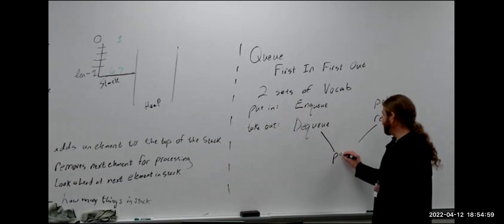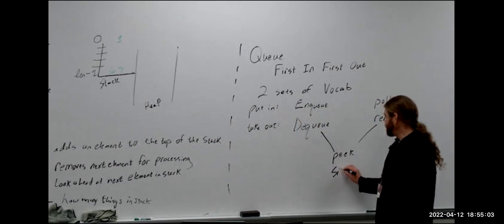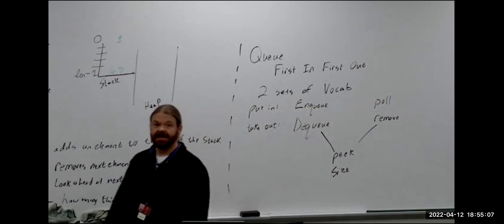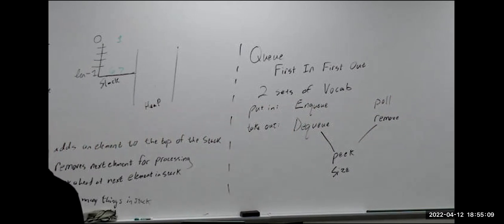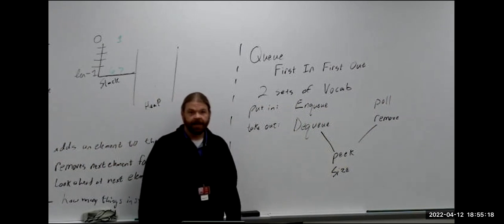And then both sets have those other two that we saw with the stack, a peek and a size, which do the same thing. Look ahead at the next element of the list without actually taking it out of the queue. So it's still there in line waiting to be processed. We're just checking to see what it is.